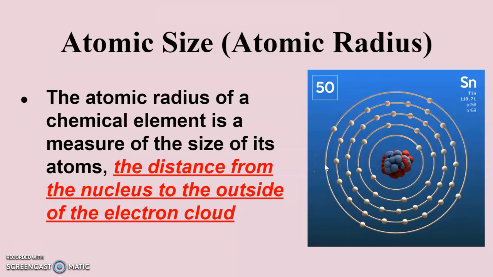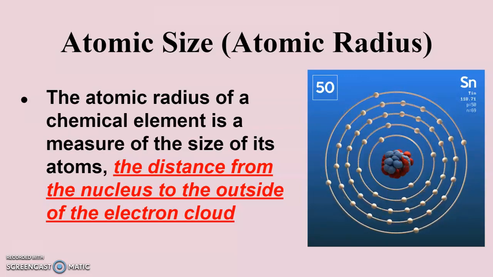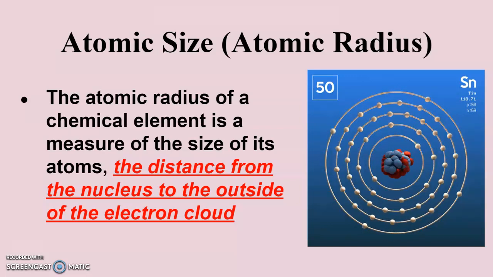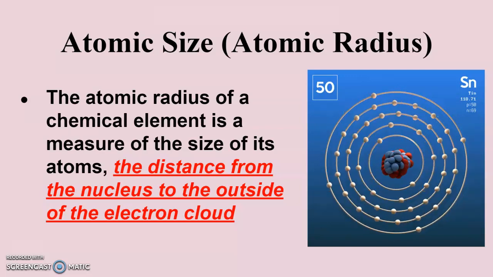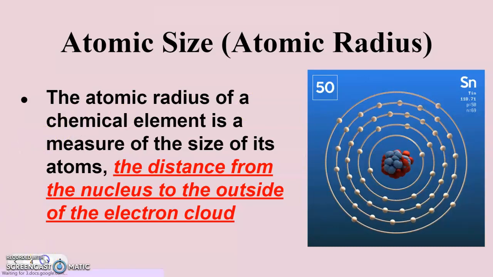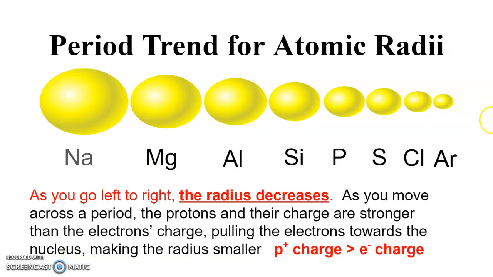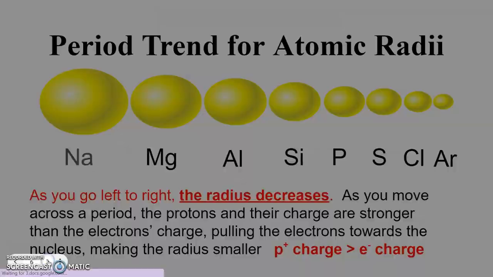Now it makes sense that if you have more energy rings, more energy levels, the radius of your atom is going to be larger, right? So as we add more of those energy rings, we're going to get a bigger atom because we have to fit more electrons in there. As you move across a period, the protons and their charge are stronger than the electrons' charge, pulling the electrons towards the nucleus, making the radius smaller. So, as we go from left to right, the atomic radii is going to decrease.